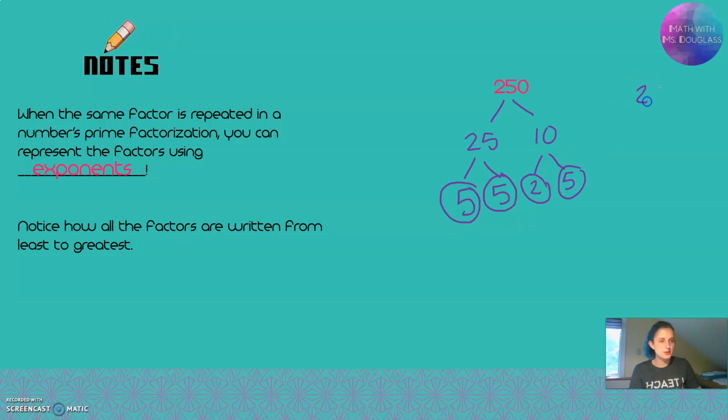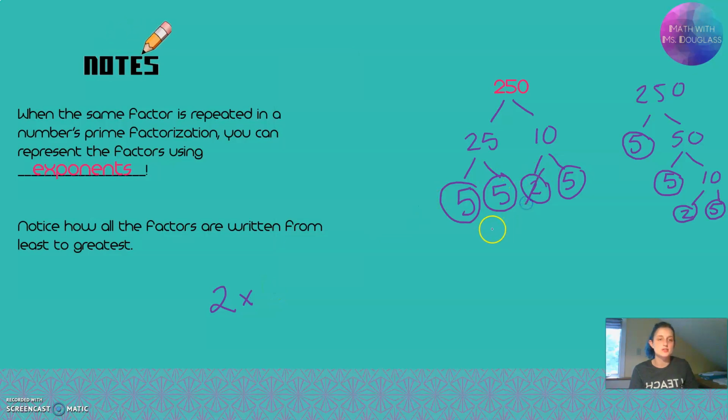But just to prove my point over here, here's 250. Let's say if we started with 5 and 50, I'd circle this 5 because that's prime. I'd decompose this 50 into maybe like 5 times 10. Circle that. 10 is 2 times 5. And notice how this tree looks different, but at the end I still have 3 5s and a 2. I would write it from least to greatest, which means I'm starting with my 2, times, and I can even cross off my 2 because I've used it. 1, 2, 3 5s, so 2 times 5 to the 3rd power.